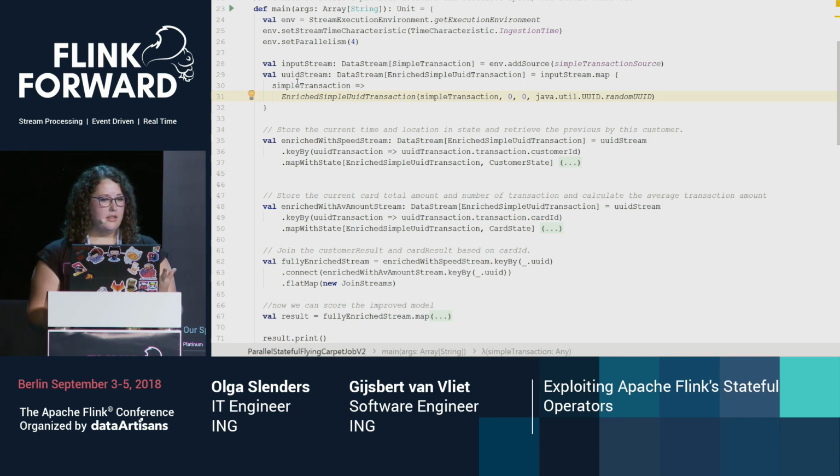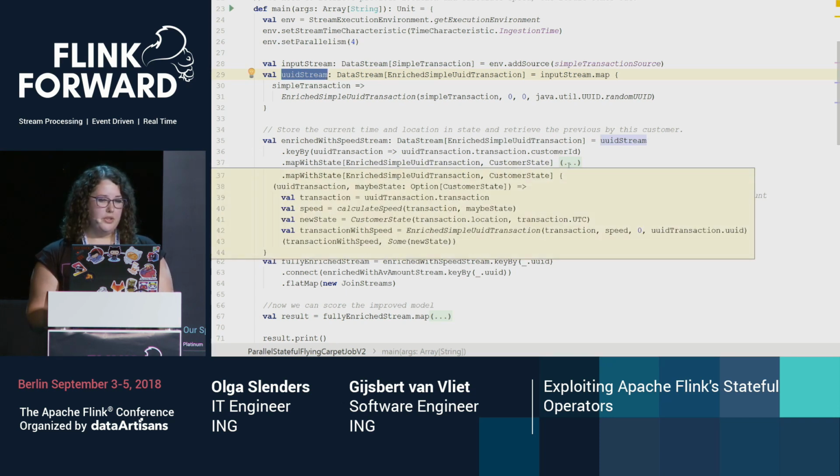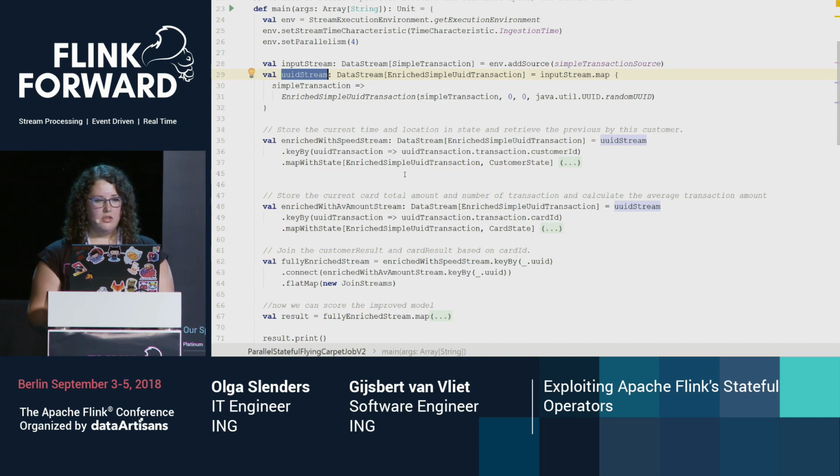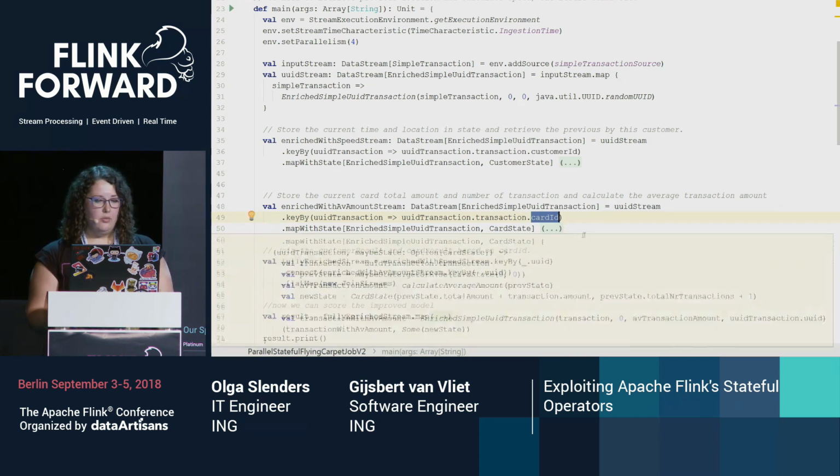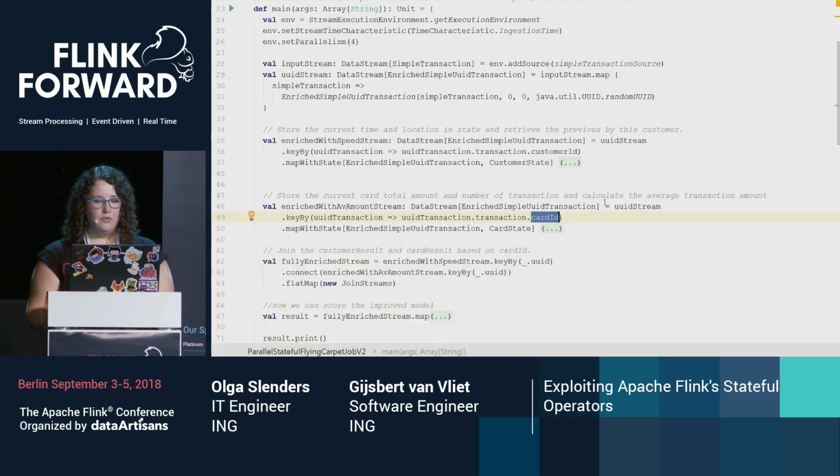Let's actually key the stream. We key it first by customer ID. We calculate the speed, the same way as before. Not going to zoom into it again. And then the same stream, so it is kind of split, we key again by card ID, so that it can calculate the average card amount in parallel. We do that also the same way as we did before.